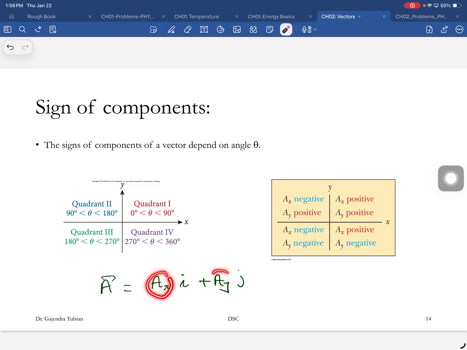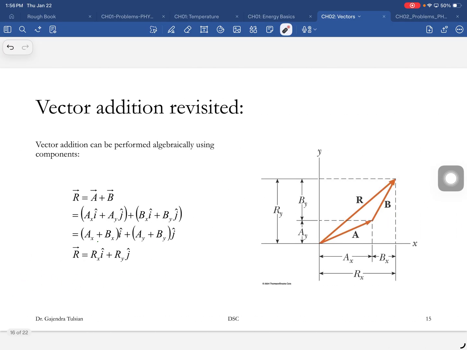You guys remember the distance formula? The distance between two points, x1, y1, z1 and x2, y2, z2, is delta x squared plus delta y squared plus delta z squared. This is distance squared.